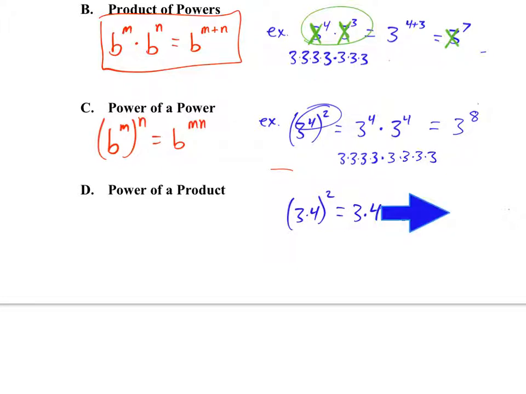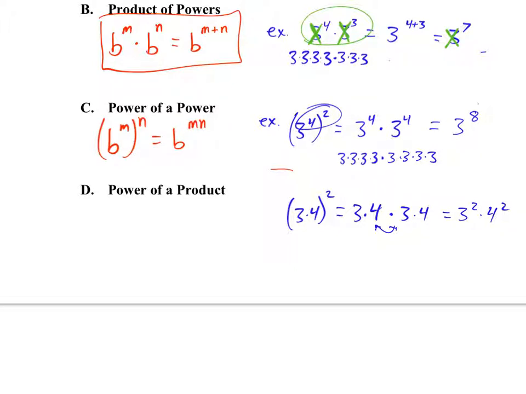So this here is the same as 3 squared times 4 squared, because I've essentially changed the order. You have 3 times 3 times 4 times 4.